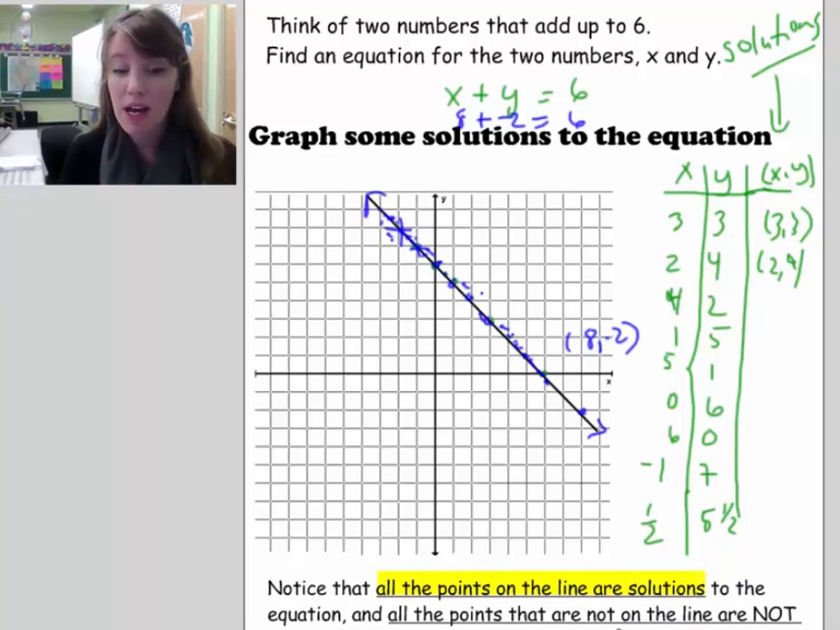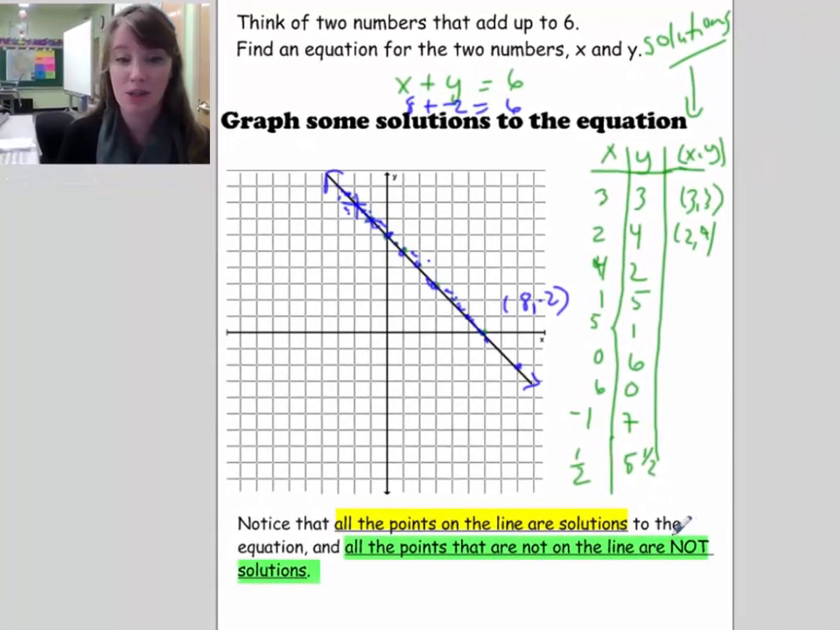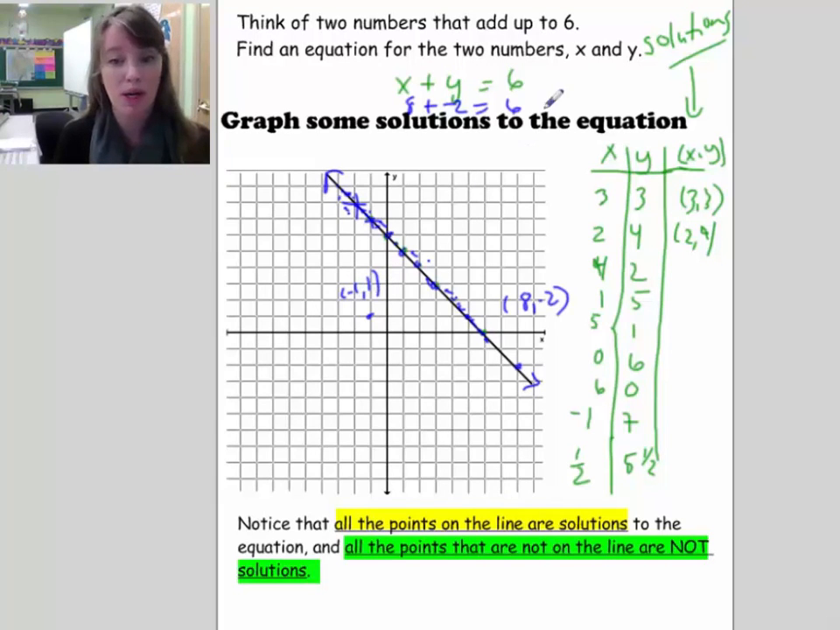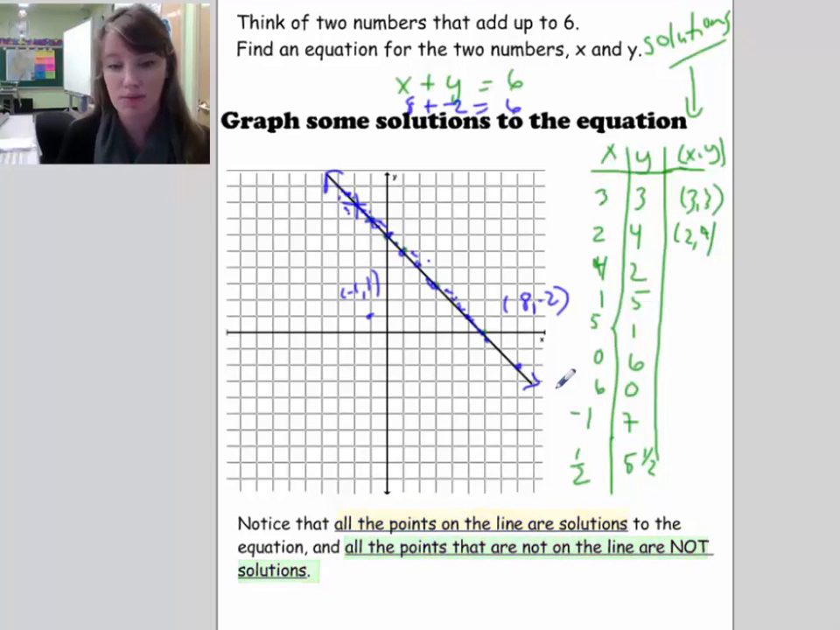Also, you know that any point that's not on the line is not a solution. So for instance, if I picked out this point, (-1, 1), the x coordinate plus the y coordinate is not equal to 6. So that's something I absolutely know for certain. So there are 2 things to pull out here. Every point on the line is a solution, and every point that's not on the line is not a solution. Okay?